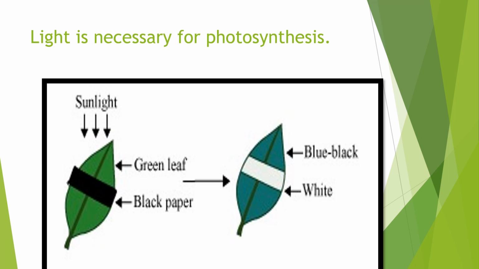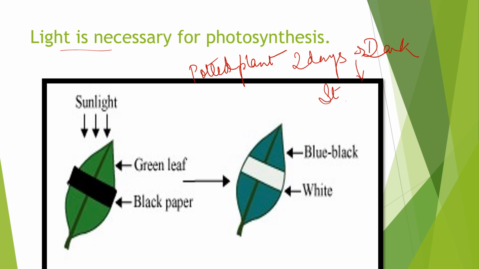So this is the experiment where we will see that light is very much necessary for photosynthesis. We are taking any potted plant with broad leaves and keeping it for 2 days in the dark. Why? Because if we keep them in the dark for 2 days, no photosynthesis will happen and the leaves will become starch free. Okay, so the leaves have become starch free now.